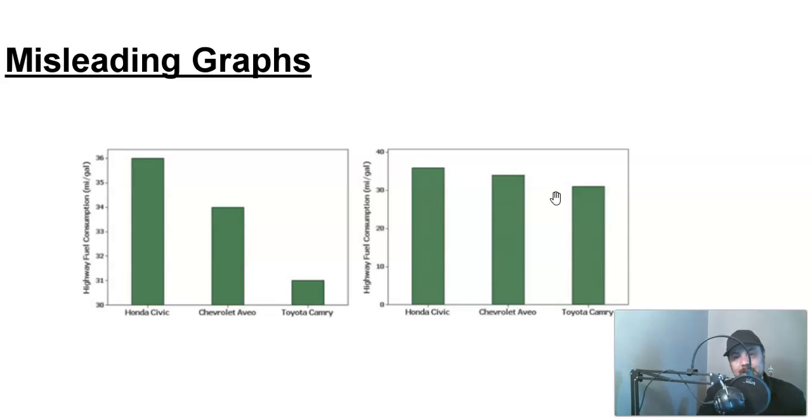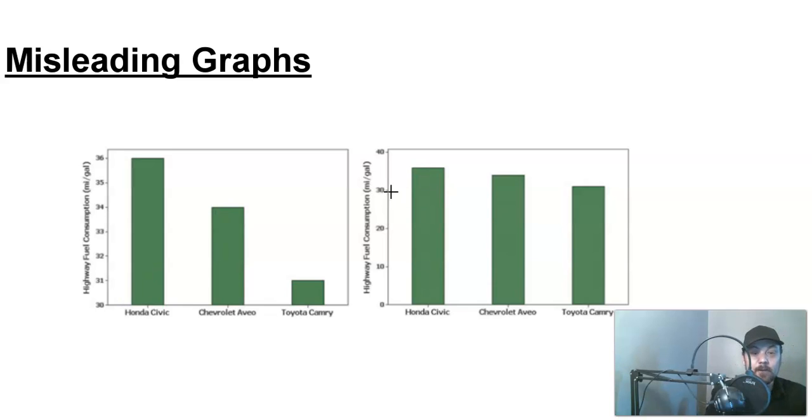The one that's not misleading. We can see, yes, the Honda Civic is higher up, but not by much compared to the Chevy and the Toyota cars that are given here. What this graph has done is zoomed in. It's starting here, right? It's starting at 30.